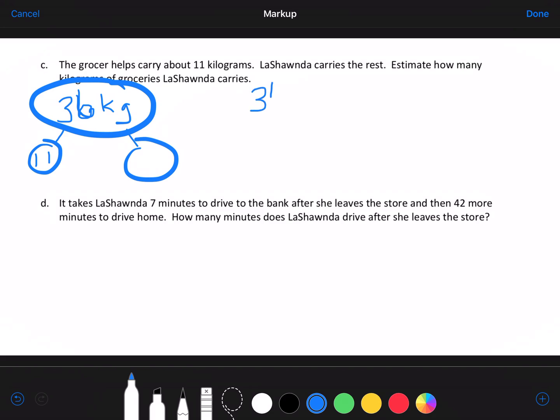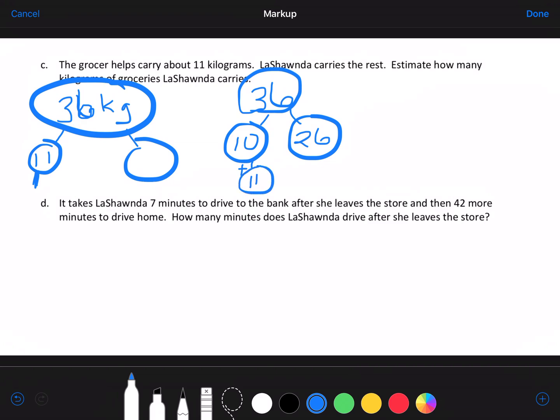So when it uses the word estimate, it's saying you might want to think about, what if the grocer only took 10? Well, then it would make it easier to think, 36 minus 10 would be 26, right? But then we go back to the reality that he carried 11. So this would be plus 1 to have the 11. Well, I got to take that 1 from somewhere. So I'm going to subtract the 1 from here, and that would give me the other side being 25.